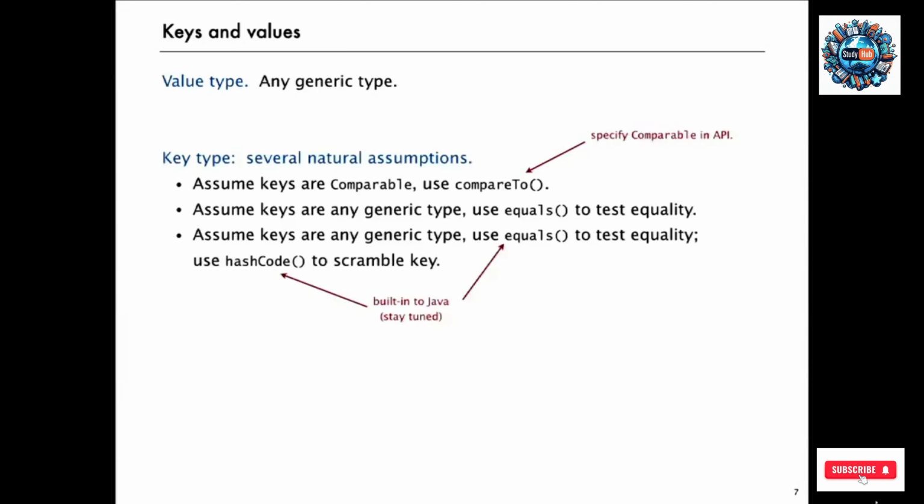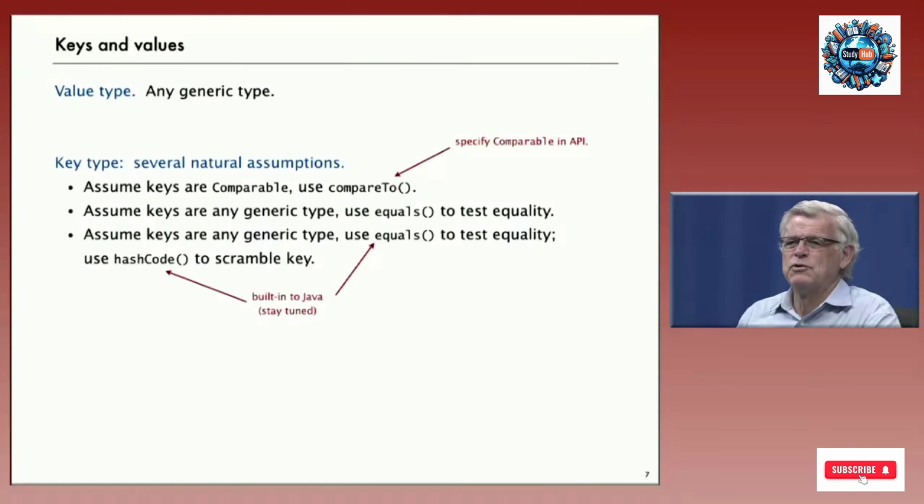So now we're going to want the value to be any generic type at all, but for the key type we have to make some natural assumptions. Actually, there are different assumptions that we make in our implementations depending on the application. One of the most useful ones is to have comparable keys. Just as in sorting algorithms, we'll assume that the keys are values that come from a total order, and we can use compare to compare whether one key is less than another or not.